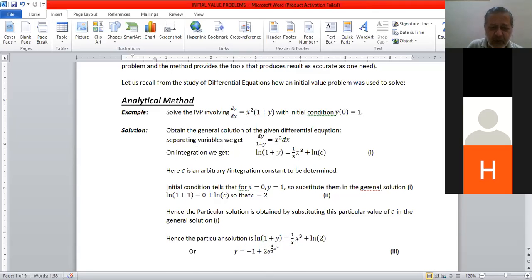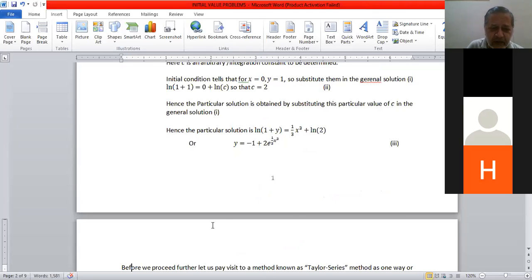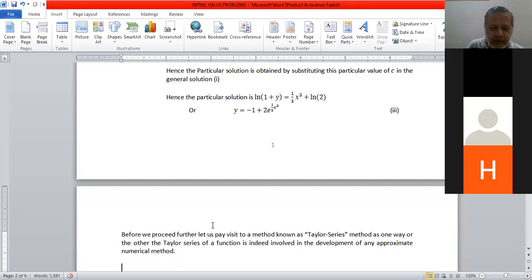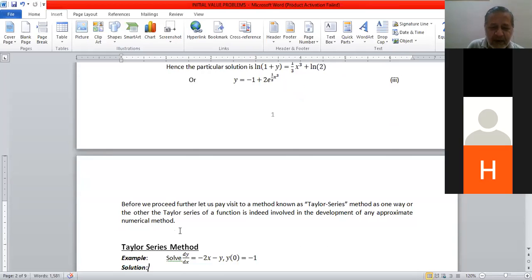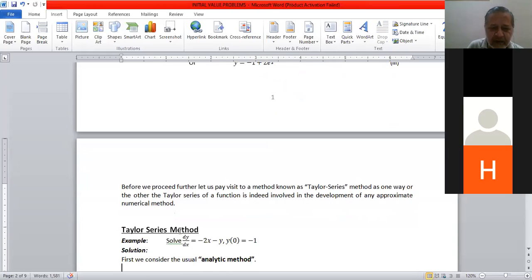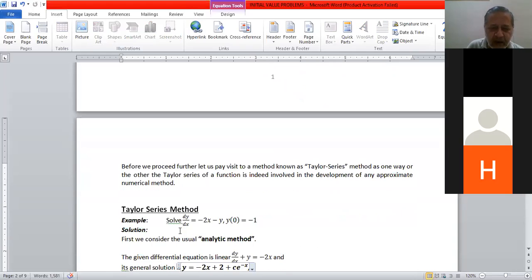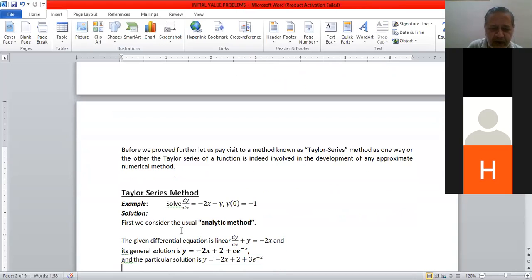This is what we used to do in the study of differential equations. Before we proceed further, let us pay a visit to a method known as the Taylor series method. As one way or the other, the Taylor series of a function is indeed involved in the development of any or many approximate numerical methods. For example, for this equation, we can produce an analytical solution, and which is this.